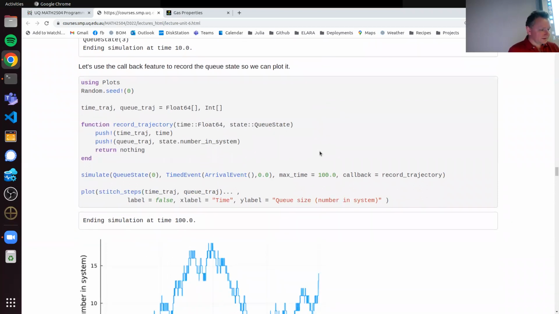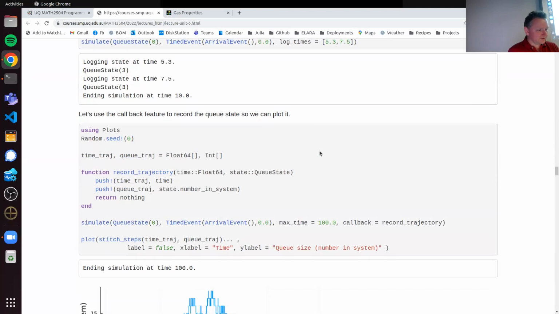Okay, so what we're going to do is use this callback function, which gets the state at every point in time. We're going to use that callback function to record the number of people in the queue as a function of time. We're going to create a trajectory and plot it.